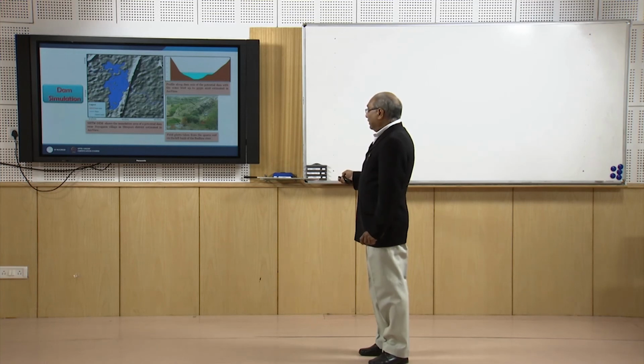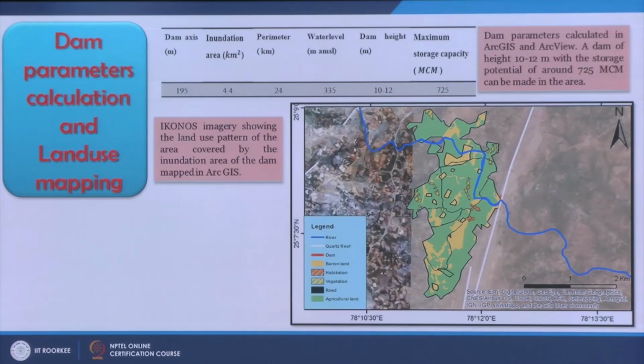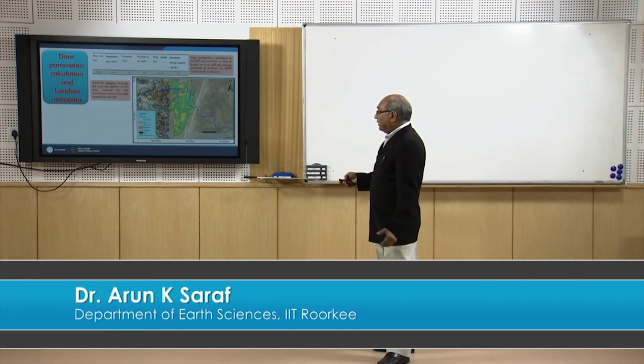So this is the quartz reef. If a stream is going through it and it is blocked, then a dam can be constructed, and this simulation of a dam has been done on a GIS platform. It shows how much area will be inundated if a dam of this much height is created, and which land use will be submerged can also be estimated. That kind of work can be done starting from satellite image interpretation.